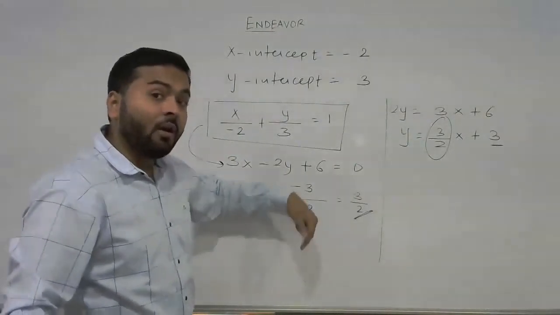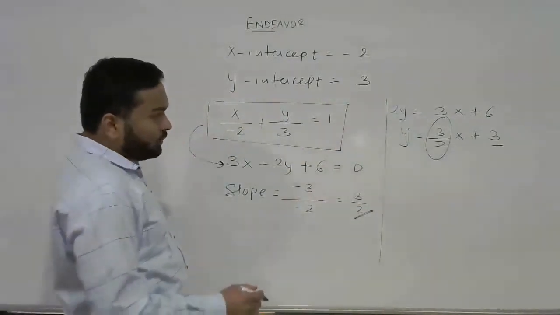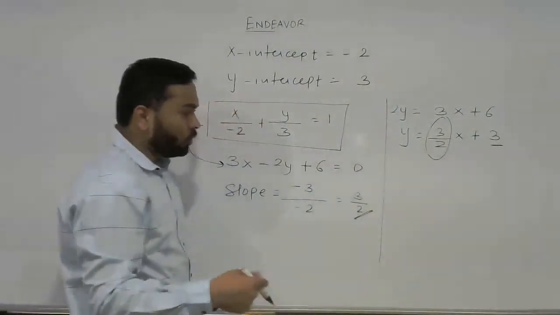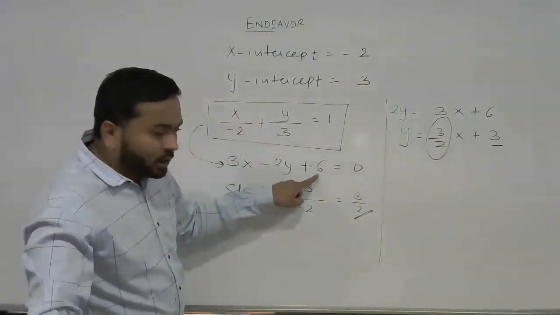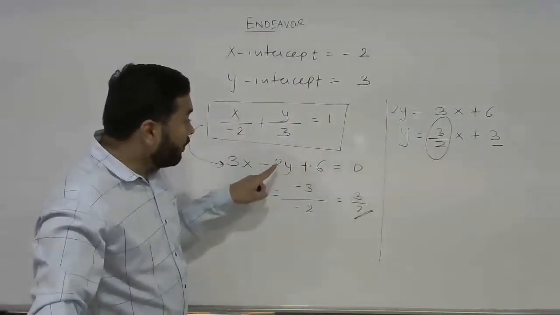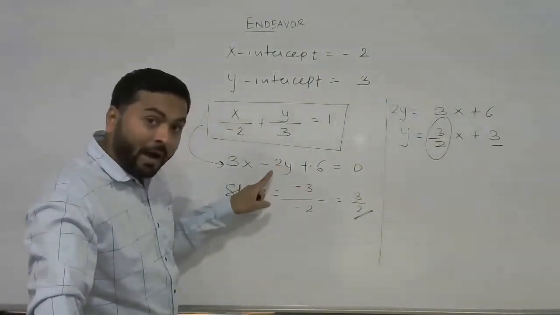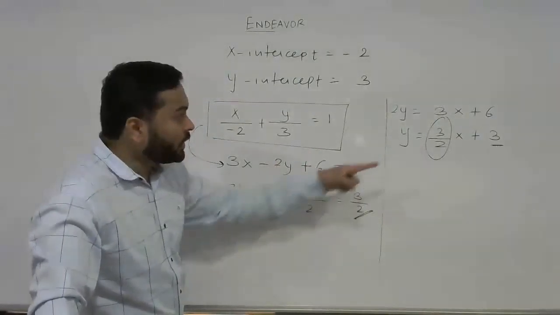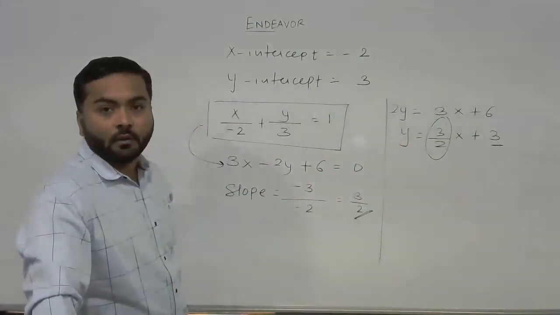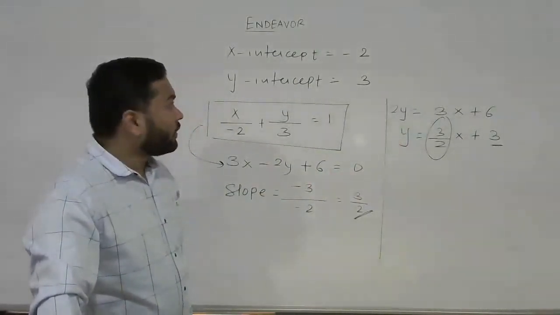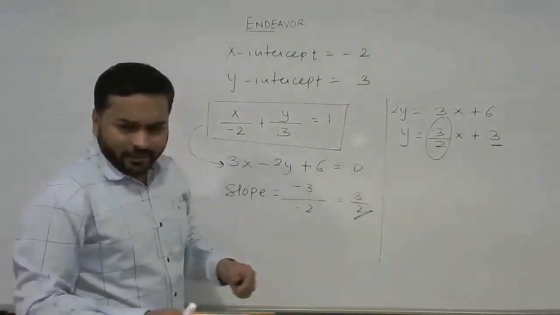If they are asking you to find the y-intercept, now maybe you can do this, or what you can say is, it is the constant term upon minus of the coefficient of y, that's 6, upon minus of minus 2, that's 2, 6 by 2 is nothing but 3. Clear, everyone? Great.